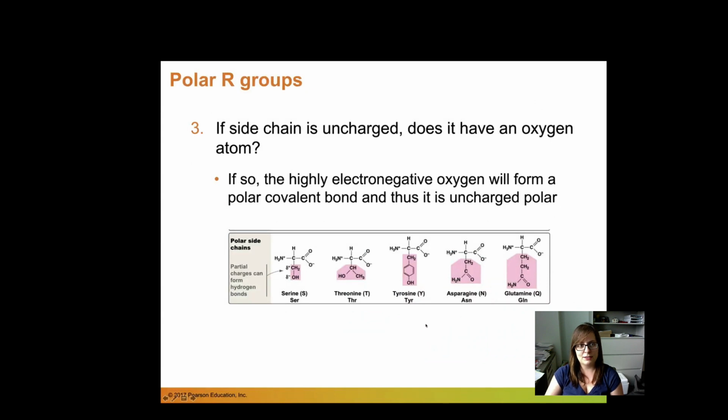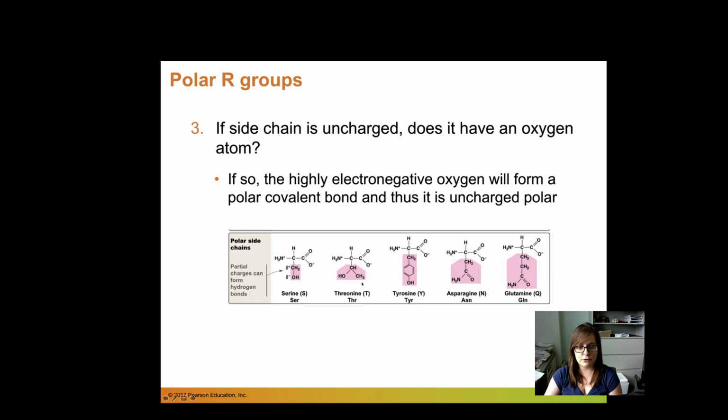The third question, after you ask the first two, does it have a charge on it? The next one you want to ask is, does it have oxygen? If so, the highly electronegative oxygen will form a polar covalent bond, and thus the side chain is, although uncharged, still polar. And so you just look through your molecules for oxygen.